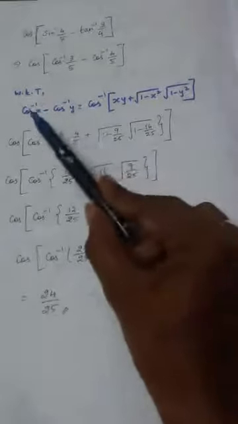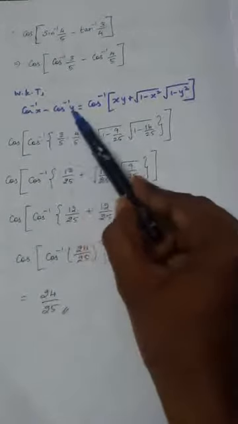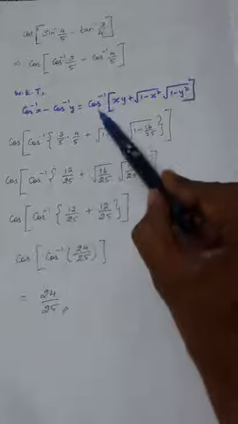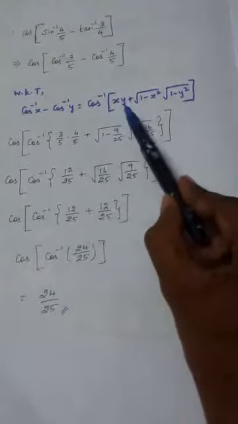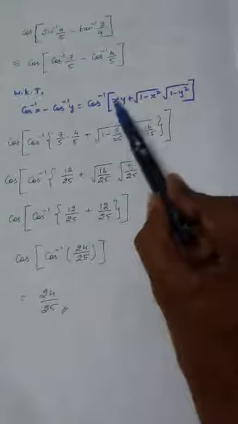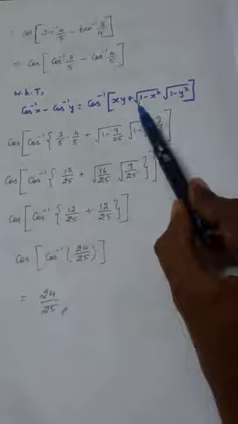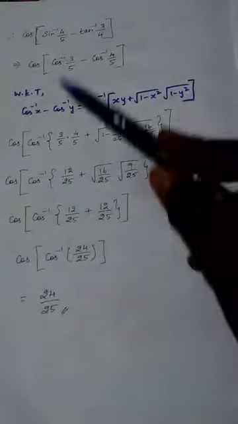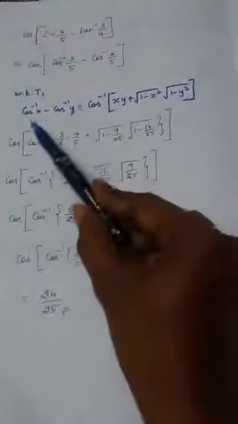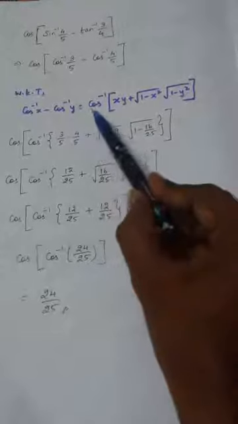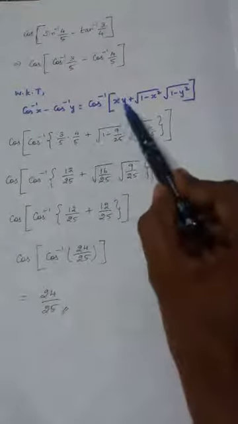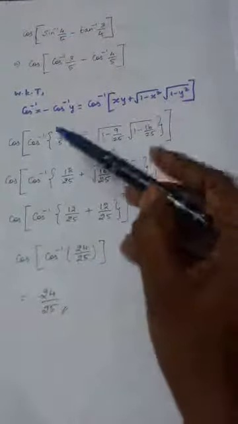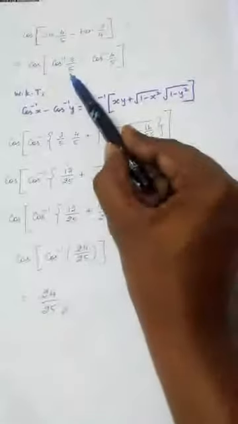In the previous sum we studied the formula sin inverse x minus sin inverse y. Here it is cos inverse x minus cos inverse y, and the formula is cos inverse of xy. Again I repeat, cos inverse of xy plus root of 1 minus x square into root of 1 minus y square. That is a huge difference between the sin inverse x minus sin inverse y formula and the cos inverse x minus cos inverse y formula. I'll repeat once again: cos inverse of xy plus root 1 minus x square into root 1 minus y square.